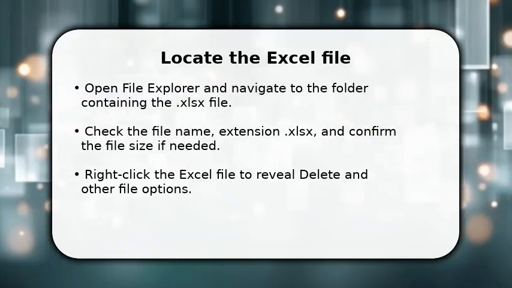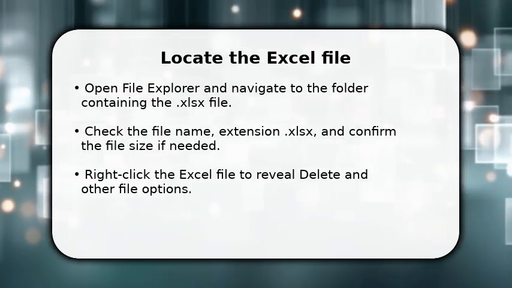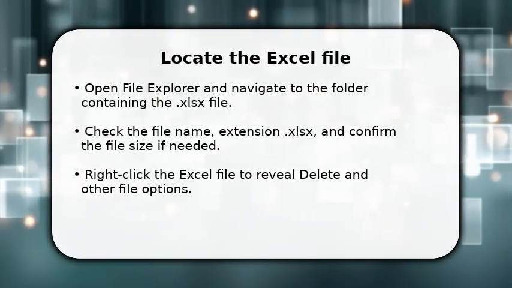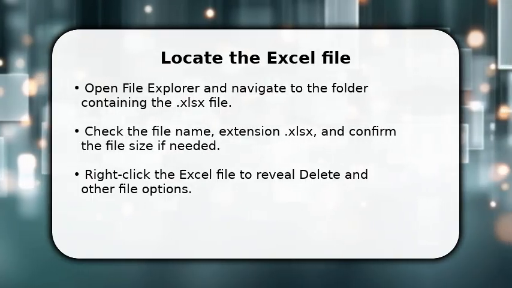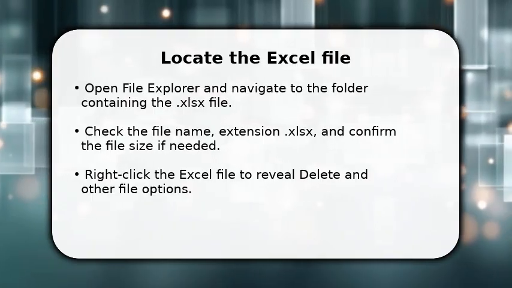Open File Explorer and navigate to the folder containing the Excel file. Look for the file name and the XLSX extension to confirm you have the correct document. Check the file size if you need to confirm content before deleting. If the file is in a synced folder, note OneDrive sync status before removing it.